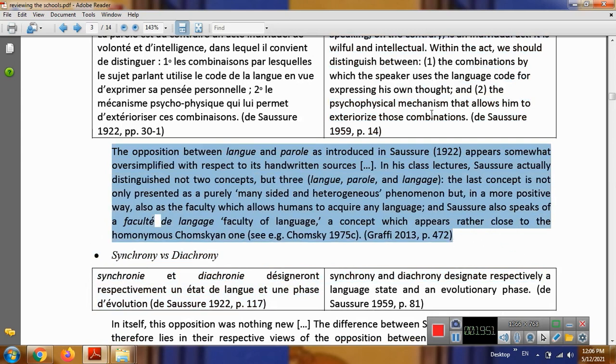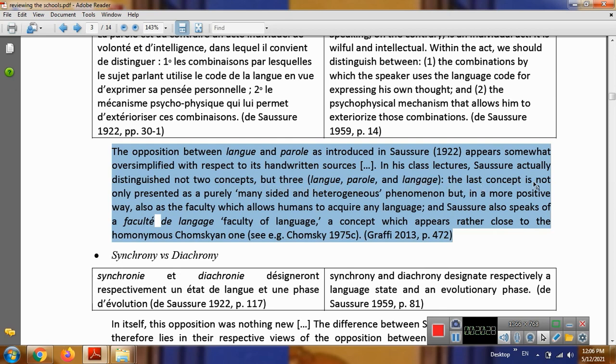It's from the Saussure book. The opposition between langue and parole, as introduced in the Course of 1922, appears somewhat oversimplified with respect to its handwritten sources. In his class lectures, Saussure actually distinguished not two concepts, but three: langue, parole, and langage.